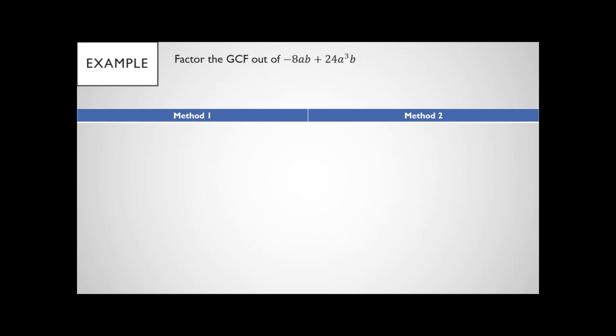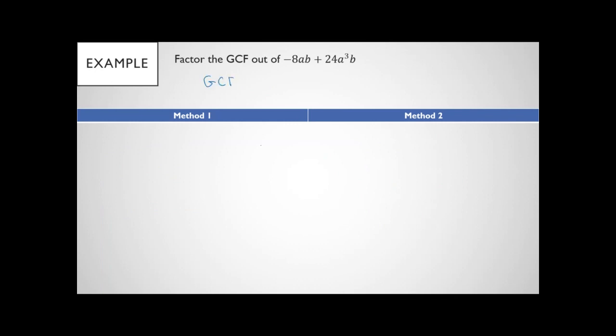Now this is my last one where I'm gonna do both methods. I chose something that's a little more complicated because this is where you usually see the big difference between the two methods and think about, okay, which one do I prefer? So we have negative 8ab plus 24a cubed b.